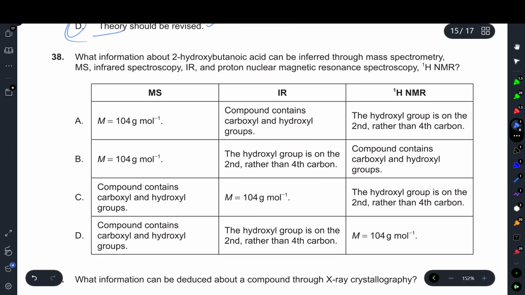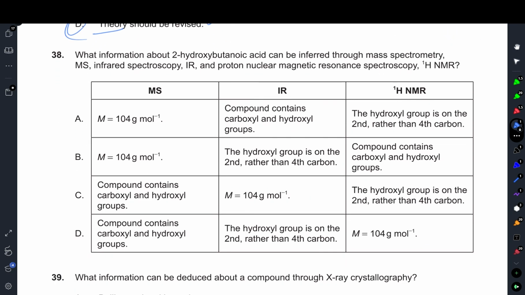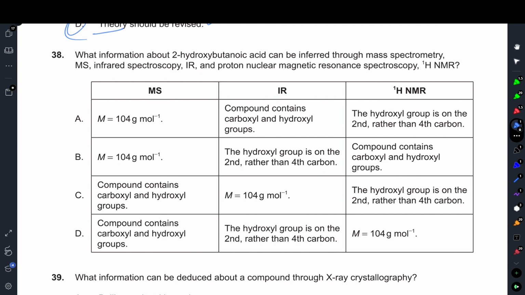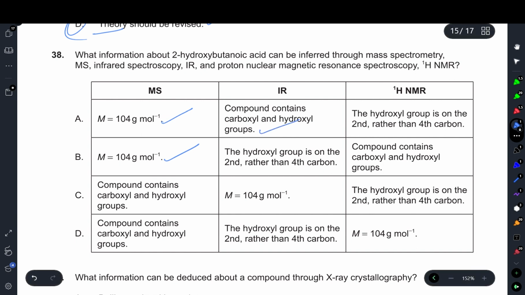Up next, question number 38. What information about 2-hydroxybutanoic acid can be inferred through the various spectroscopic techniques? Mass spectroscopy, infrared spectroscopy, and HNMR spectroscopy. So let's go ahead. Mass spectrometry immediately means that you find the molar mass of the compound. Next, IR gives you the types of bonds in the group. Finally, HNMR gives the positioning and the number of hydrogen environments in a particular compound. So that means option A is the correct answer for question number 38.